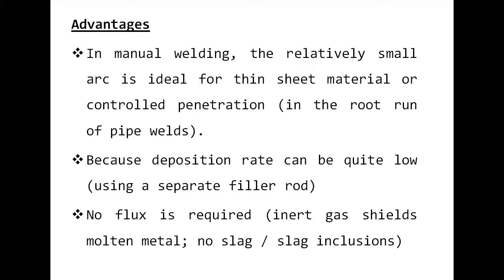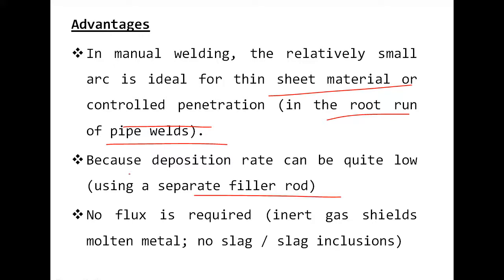What are the advantages of the TIG welding process? In manual welding, the relatively small arc is ideal for thin sheet metal. It can be varied based on the edge preparation and grinding of the tungsten electrode, so you can join thin metals. You can also control the penetration, so root run pipe welds are mostly preferred with the TIG welding process. The deposition rate can be quite low using a separate filler rod.